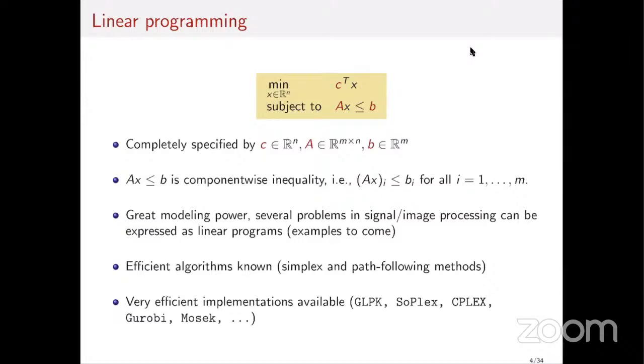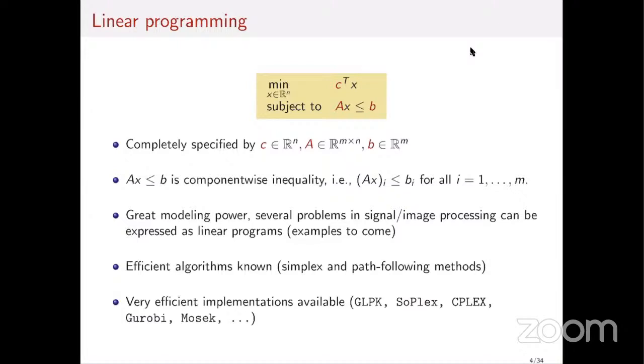The problem is completely specified by the vector c, the cost vector, a matrix A of size m by n, where typically m will be bigger than n, and a right-hand side b, a vector in R^m as well. So it's really just given by a matrix and two vectors. That's exactly what an LP solver will do: it will take as input A, b, c, and output the solution of this optimization problem.